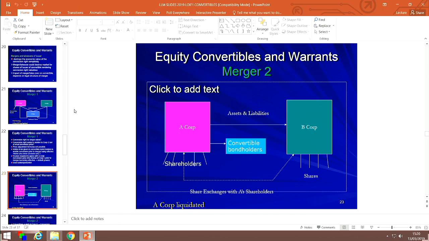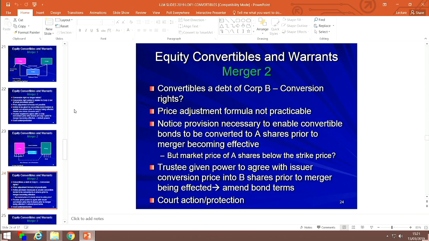So, next one down, which you're familiar with, all the assets and liabilities of the issuer A are transferred to B. The shareholders in A are given shares in B, after which A is liquidated. Now that certainly means that the convertible bondholders become bondholders in B, and you run up against the very same problem. Yes, theoretically, the convertible bondholders have a right to convert into the underlying shares of B, but at what price?